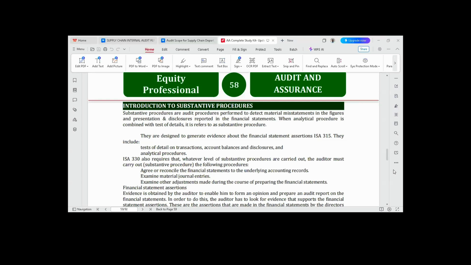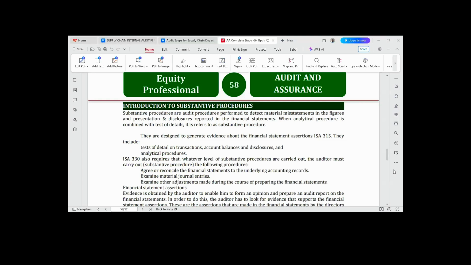So what will the external auditor do in that regard? The auditor will now test those assertions, whether the assertions are true or false. If the assertions are true, then it means that there are no material misstatements in the financial statement. And where the assertions are false, after the auditor tested them, that means that there are material misstatements in the financial statement. So we need to understand that.